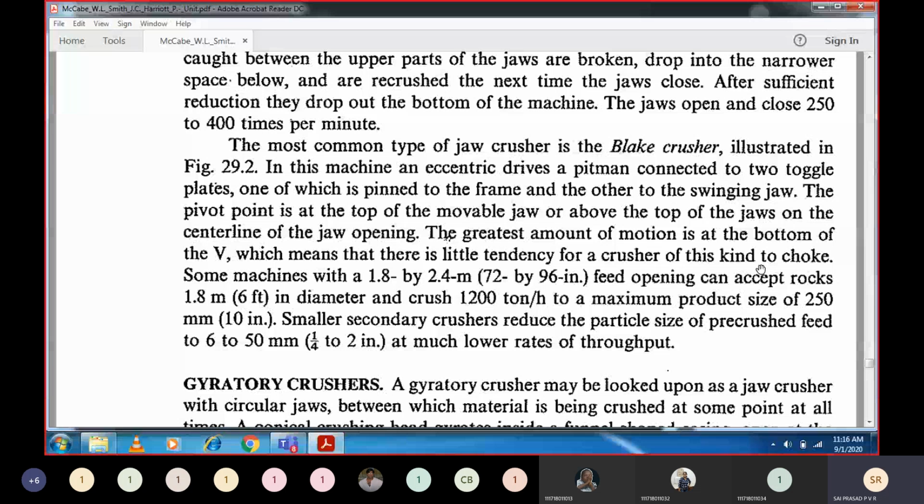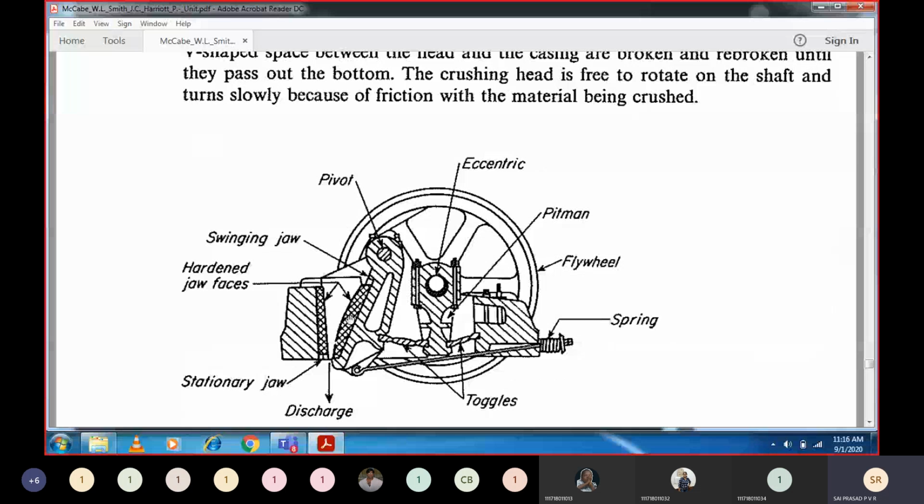So because of this limitation, it's a good thing because crushing will take place continuously. Thus, it is prevented from the choking. So when the choking is not there, what will happen? The machine is given the energy and the energy is transferred for creating new surface area.